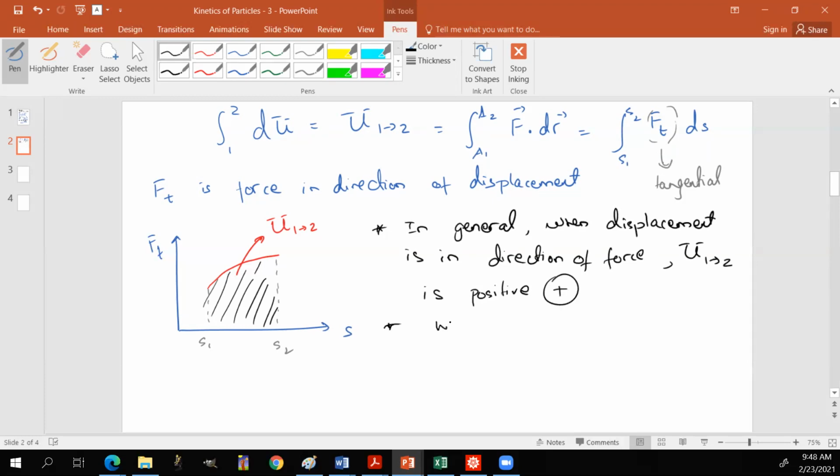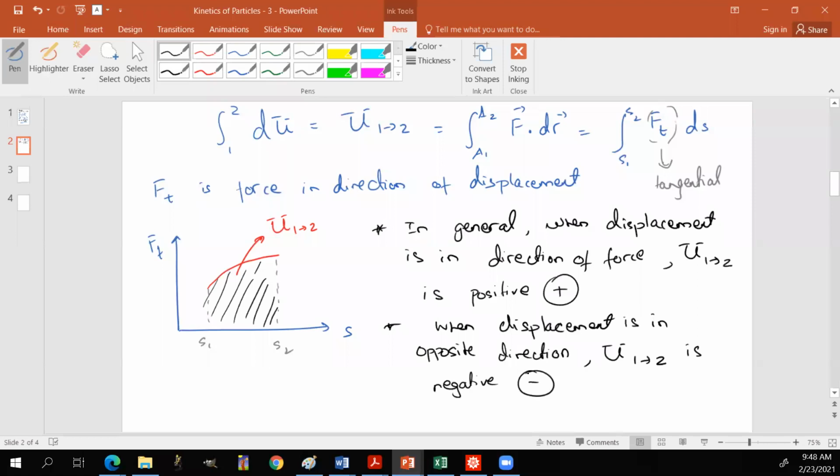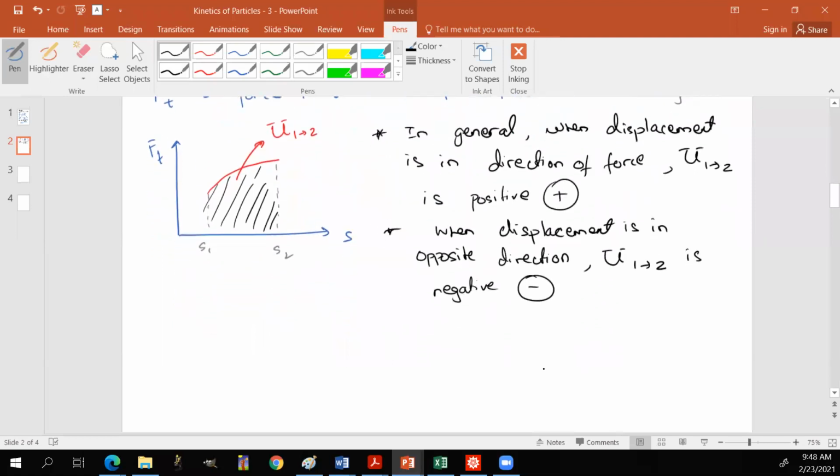And in general, when the displacement is in the opposite direction, the work done is negative, right? So it is negative, like that, right? Also, what makes things easy is, make sure that you define a coordinate system and you figure out your positives and negatives in relation to that coordinate system.